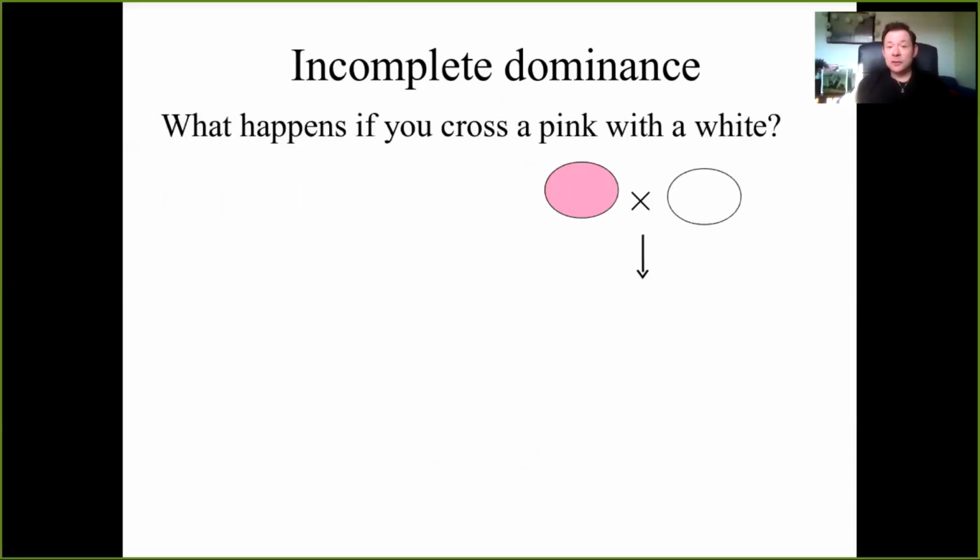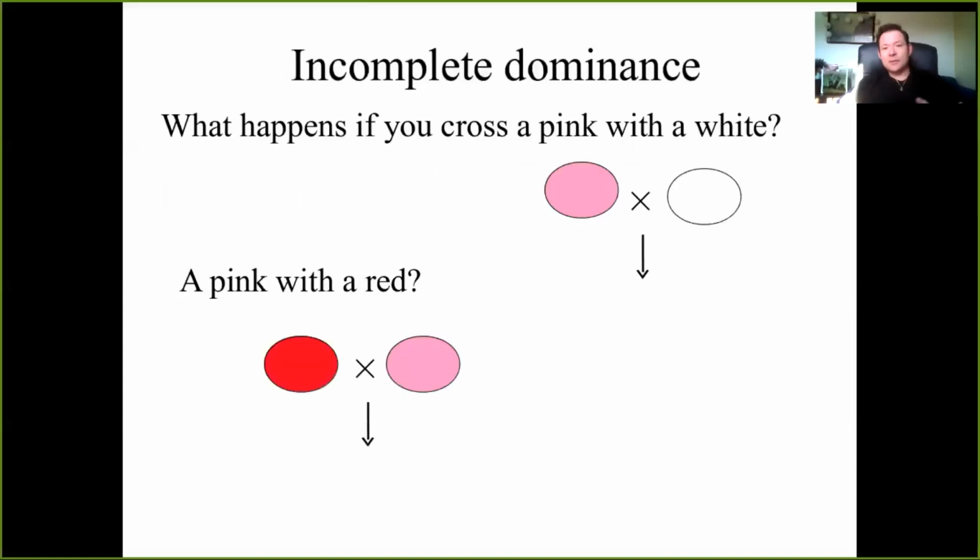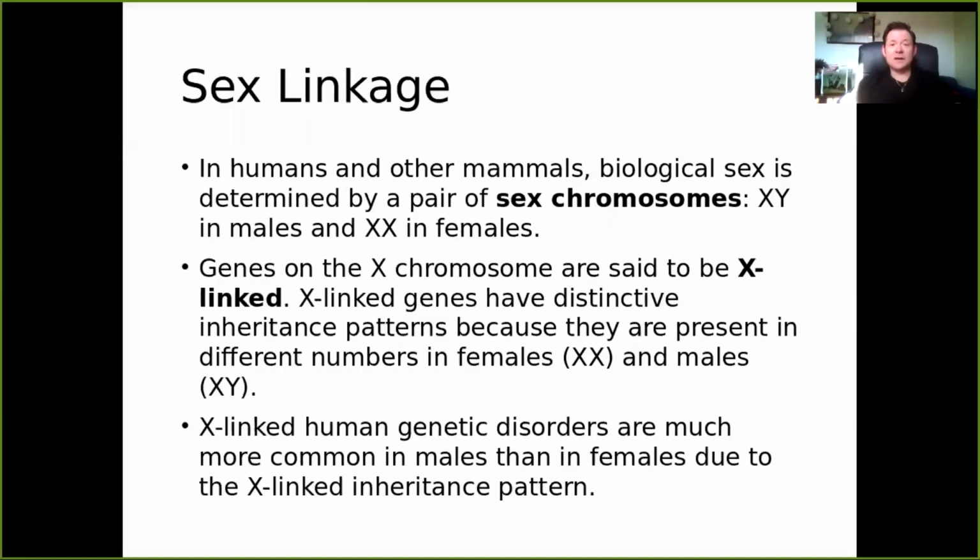What happens if you cross a pink with a white? Pink with a red, sorry, or pink with a red? I seem to have missed a little bit on that PowerPoint slide, but you get the idea. If you're going to cross, you're going to get a mixture of the phenotypes and a mixture of the genotypes. So the last bit I want to talk about is something called sex linkage.